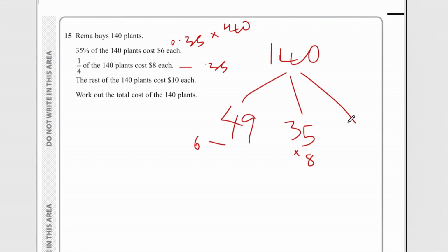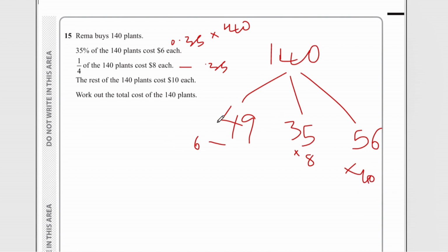How many are the rest? You take 49 plus 35, whatever that is, and remove it from 140. 49 plus 35 is 84. Remove that from 140, that will give you 56. So meaning here we got 56 of them. So that 56, they said they cost 10 each, so times 10.